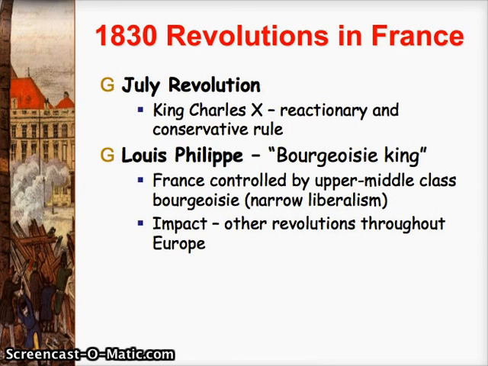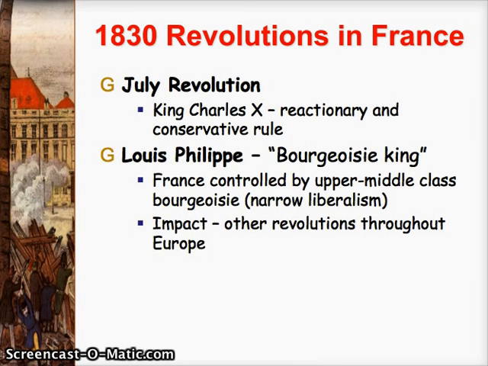And so what happens is this July Revolution in 1830 is going to lead to King Charles's abdication, and he will be replaced by Louis Philippe, who is known as the bourgeoisie king because he is supported by the upper middle class in particular, right? Bourgeoisie bankers and businessmen are very much in favor of Louis Philippe taking the throne.